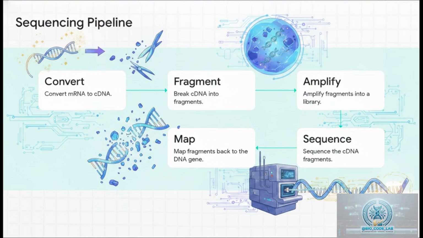All right, so here is the exact pipeline of how a physical cell's contents become digital info. First, after the mRNA becomes cDNA, it's broken down into these tiny little fragments. Those are then amplified into what we call a library, and finally sequenced by a machine. Once we have these newly sequenced fragments, which we usually call reads, we play a giant game of matching. We map them straight back to the original reference genome to see exactly which gene they originated from.